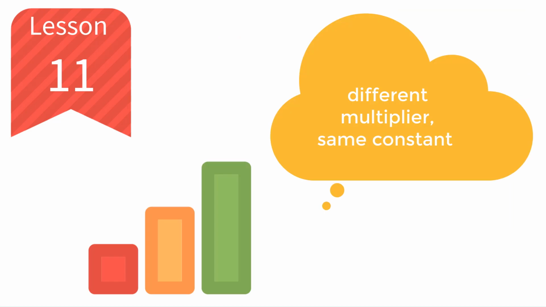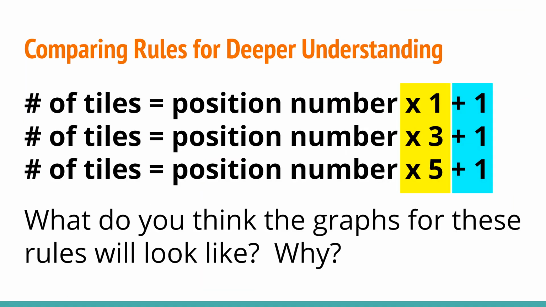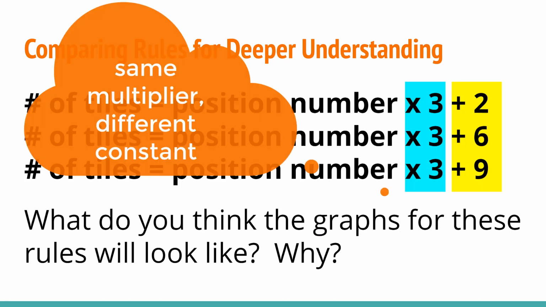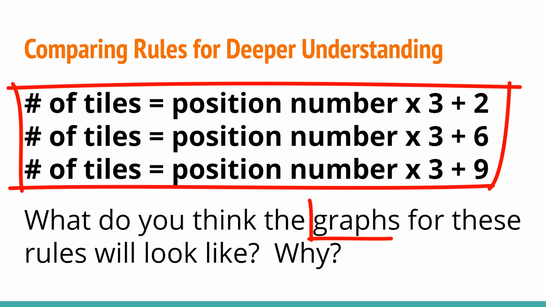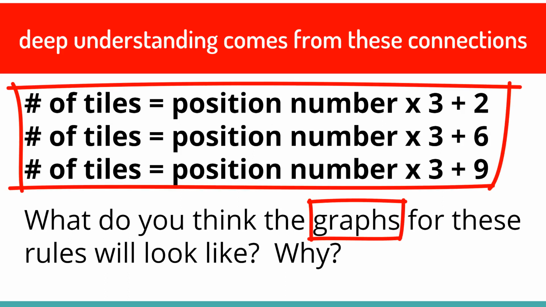We're then going to move to lesson 11, where we ask students to think about pattern rules that have different multipliers but the same constant. And we're going to ask them how they think these graphs are going to look. And we might go through the 3 V's: visualize, verbalize, verify. And after going through that, in this case, we might then move to a case where we have the same multiplier but different constants, because we really want students to build a strong connection between the equation and the graph so that they better and more deeply understand the role of the constant and the role of the multiplier.